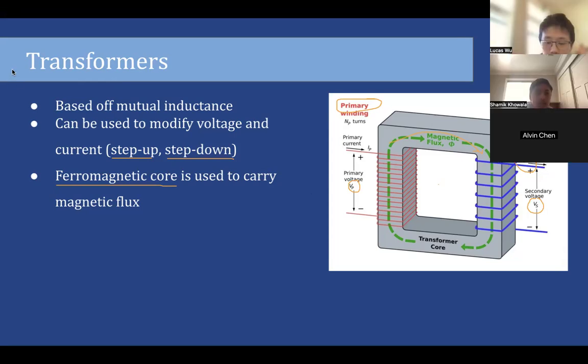Any questions on transformers? You'll see transformers outside your house on poles and such. They use it a lot to make the power supply for the houses and electrical grid.